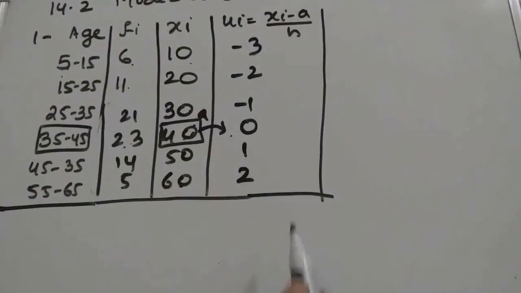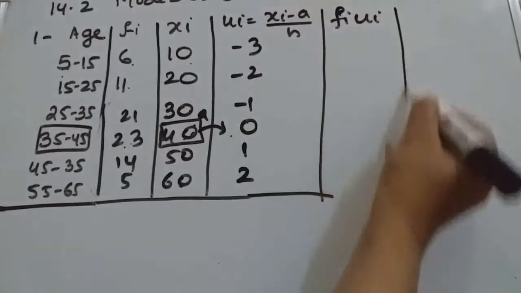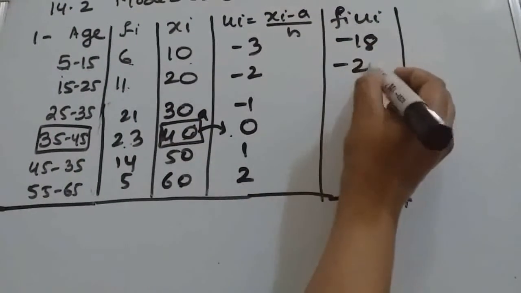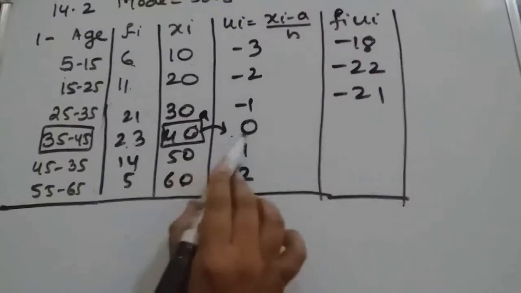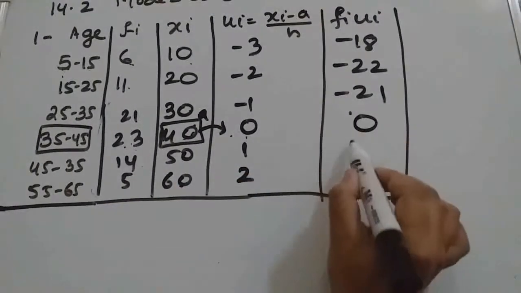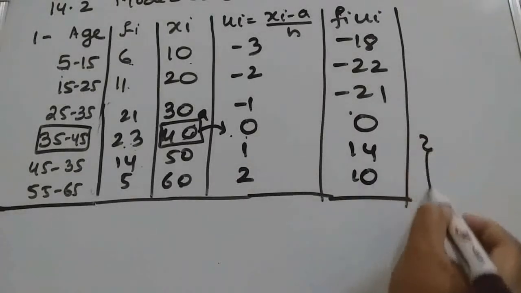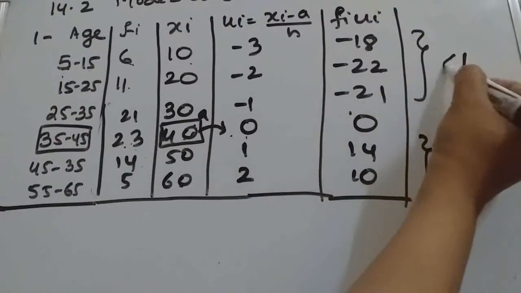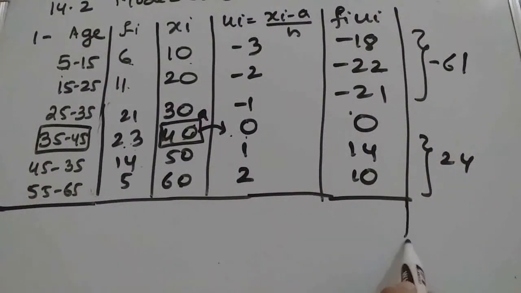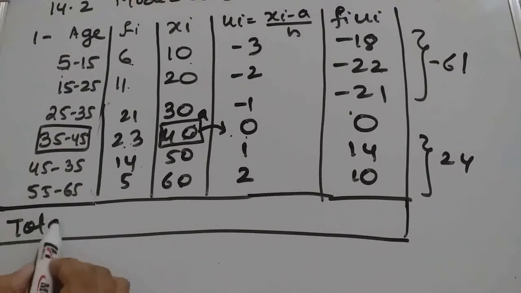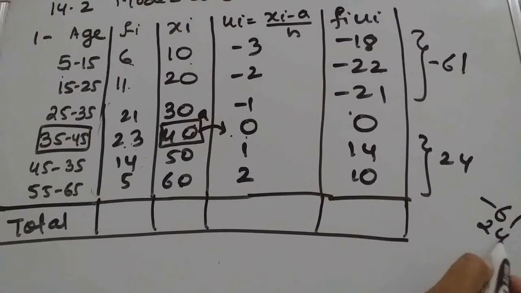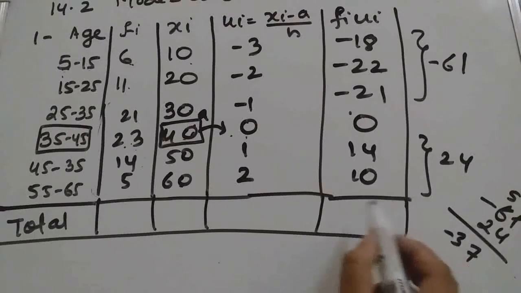1 and 2. Now fiui is 6 into minus 3, minus 18, minus 22, minus 21. This will become 0, 14 and 10. So this will be 24 and this will give minus 61. So minus 61 and plus 24. Okay, minus 61 and plus 24. So it will be minus 37.